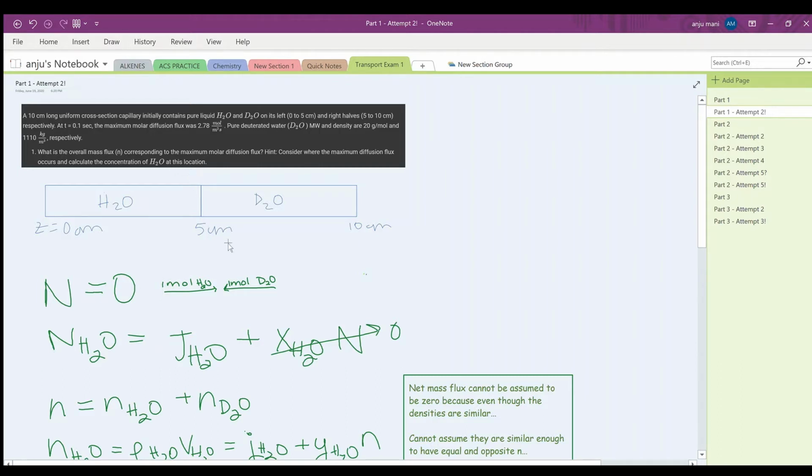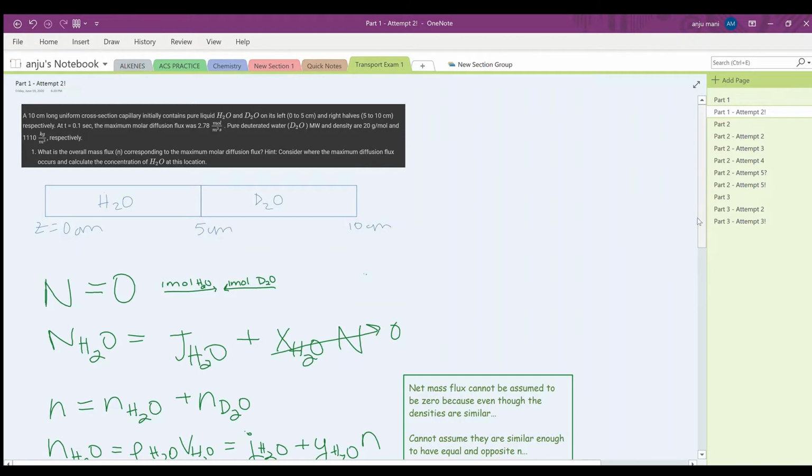So in this situation, we can start by thinking about our molar flux. Our net molar flux is going to be 0 because for every 1 mole of water that's moving to the right, 1 mole of D2O is moving to the left. So if we're looking at a component molar flux, this bulk contribution is 0 because the total molar flux is equal to 0.